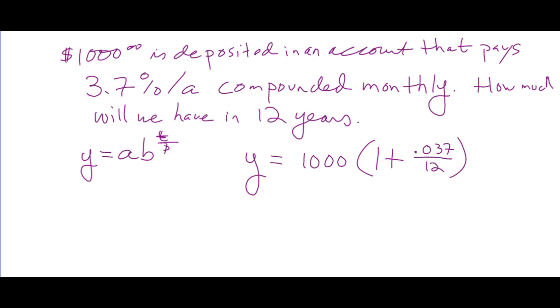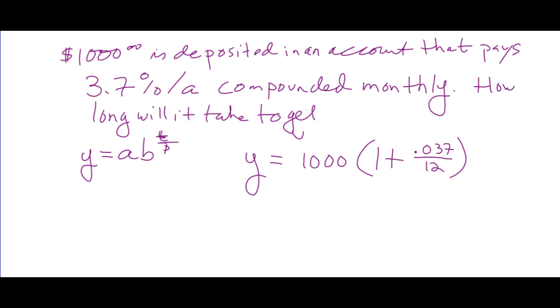Okay. Now instead of how much will we have in 12 years, let's change that to how long will it take to get to, okay, how much money do you want? We'll figure out how long it will take to get to how much money. $10 grand. $1 million. Let's go with 10,000. We might live to see that happen. $1 million.